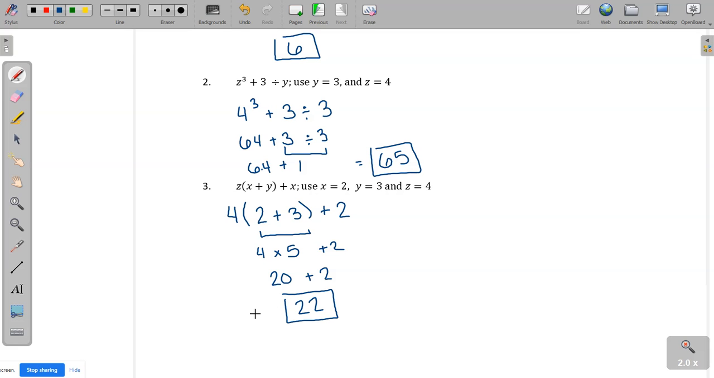So that is our lesson on evaluating expressions. Please reach out if you have any questions.